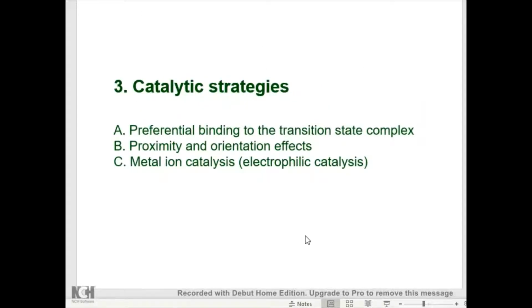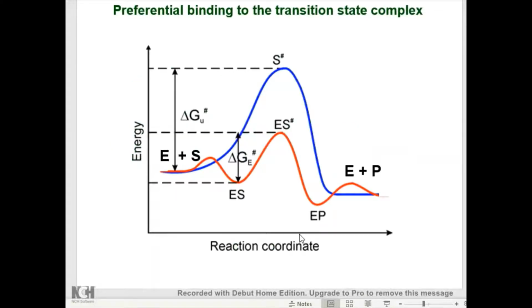The third part of this lecture is devoted to three other catalytic strategies used by the enzyme: preferential binding to the transition state complex, proximity and orientation effects, and metal-ion catalysis. Looking at this energy diagram for uncatalyzed and catalyzed reactions, one can suggest that in order to bring the energy of the transition state down, and by doing this facilitate the rate of the chemical reaction, the transition state should be tightly bound to the enzyme. This is realized in nature, and this effect is called preferential binding to the transition state complex.